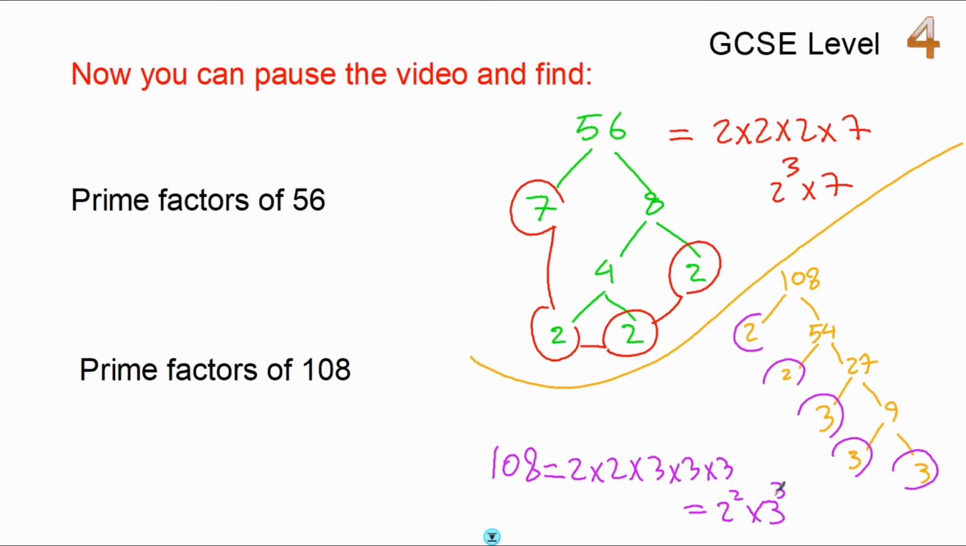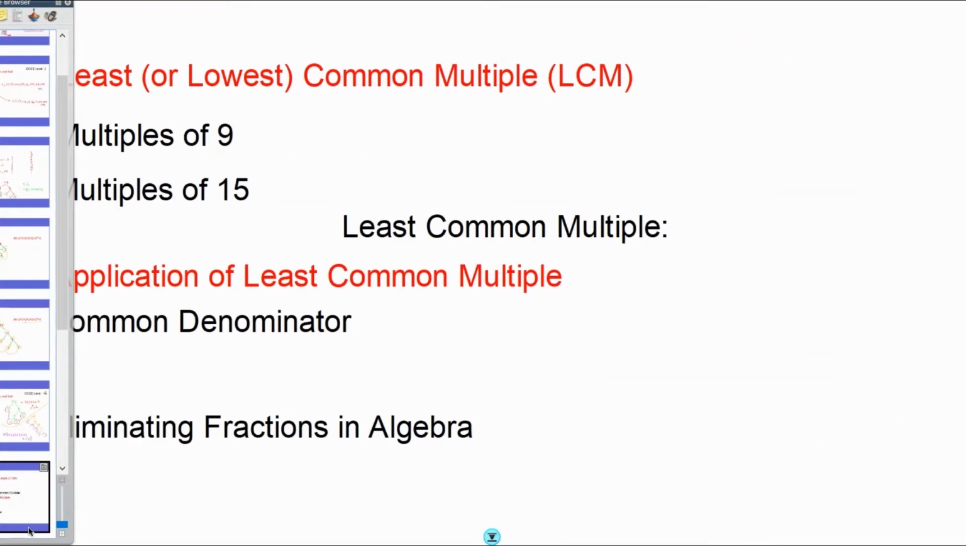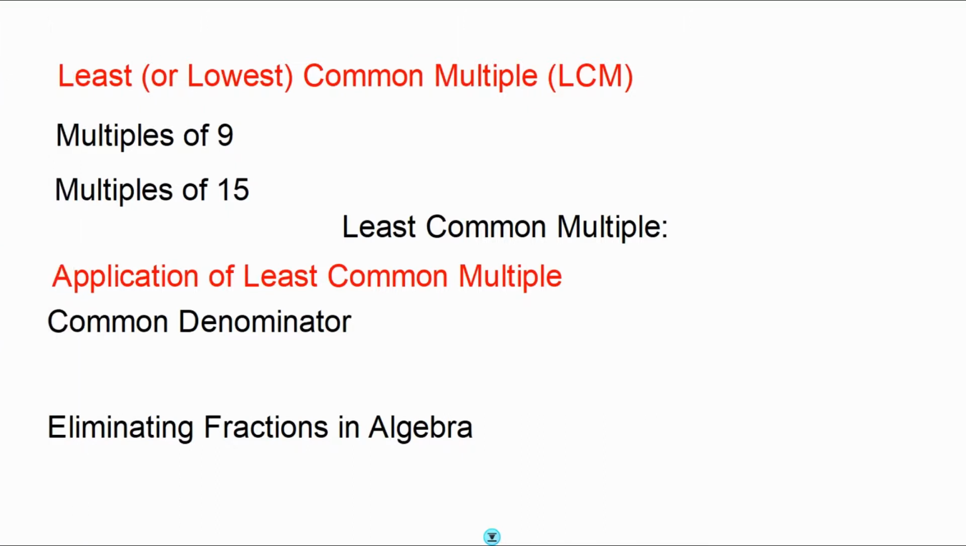So now that we know how to find prime factors and multiples, we come to basically the next page, which is looking at the least or lowest common multiple, LCM, and then we will look at the applications of the least common multiple.